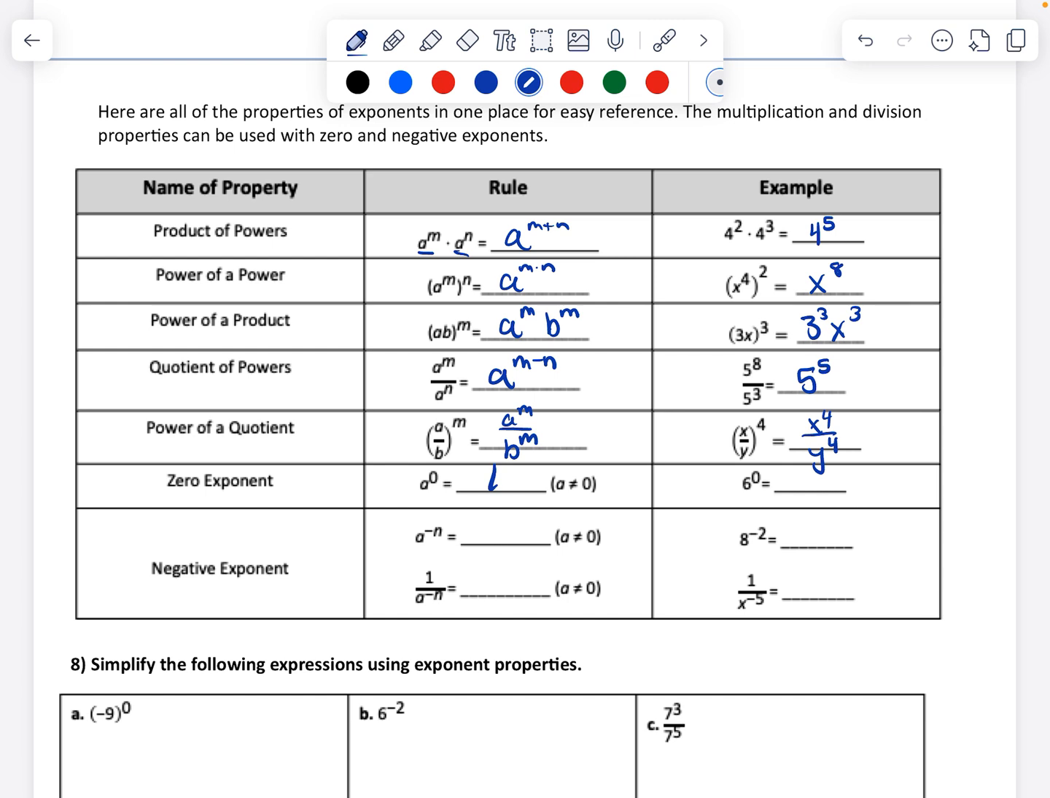Anything to the 0 power is 1. A to the negative n is 1/a to the n. So this is 1/8 squared. If it's on the bottom and it's negative, we flip it to the top. So this would really be x to the 5th.